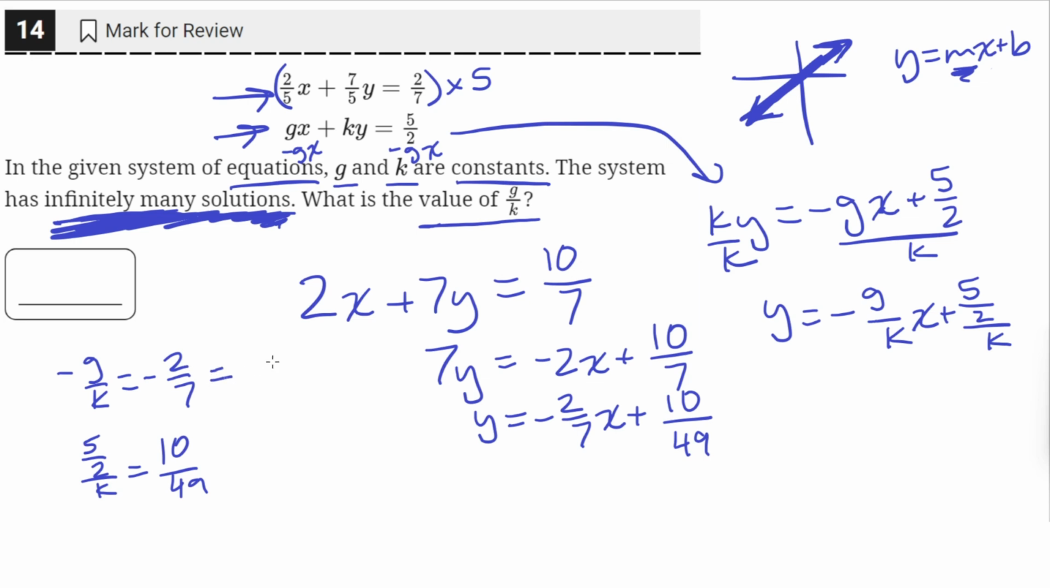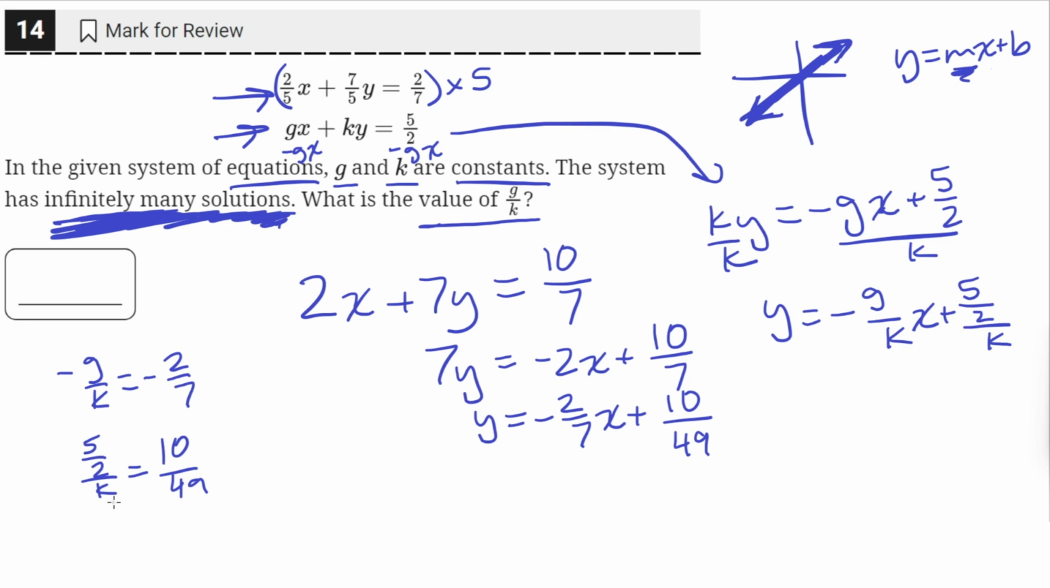Because remember, fractions can be written in different ways, so this same fraction can just be written as negative 4 over 14 if you multiply the numerator and denominator by 2. And that doesn't necessarily mean that 4 over 14 is also a correct answer for g over k. So we can't just look at one of the equations, we need to look at both. Because in order to solve for two unknowns, like g and k here, you need two equations. So we have two equations here.